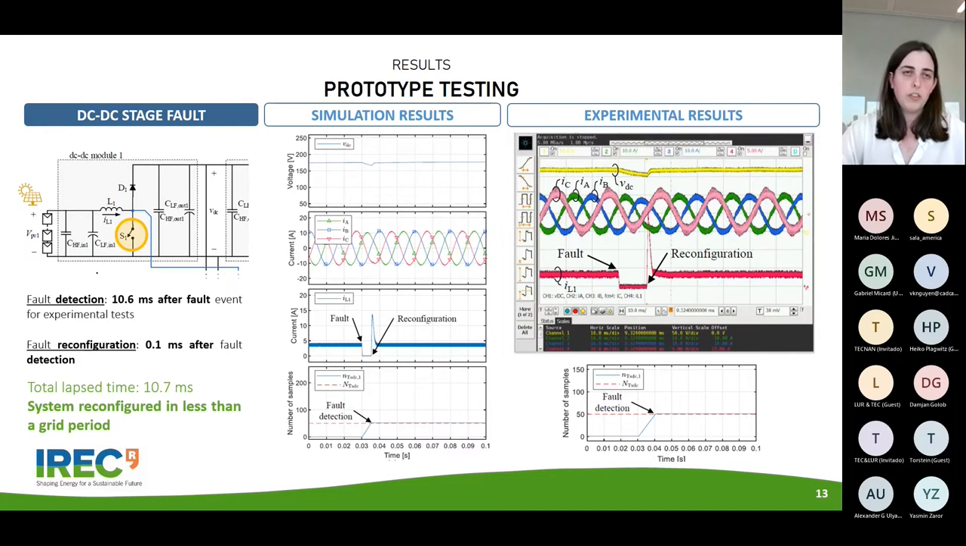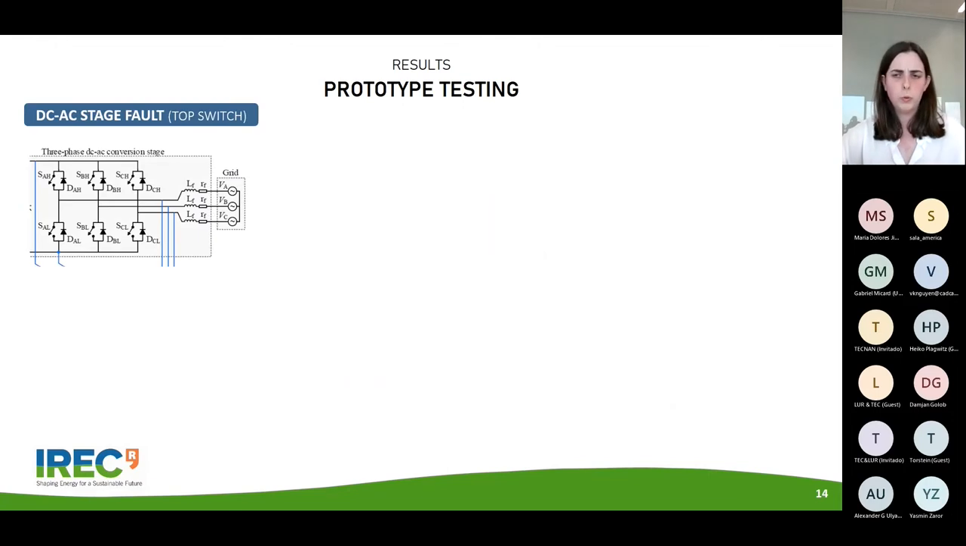And that means that when a fault occurs on the DC-DC stage, this proposed technology is able to reconfigure the system in less than a grid period, which is quite quick. Now let's move on to emulating the failures in the DC-AC stage.